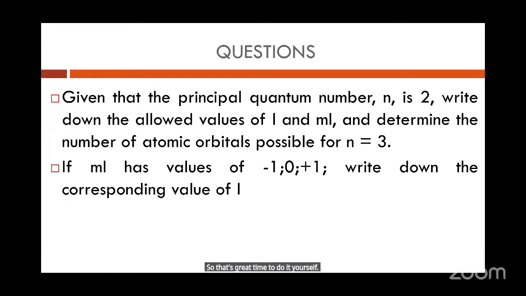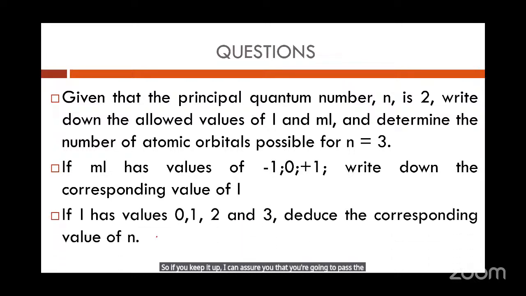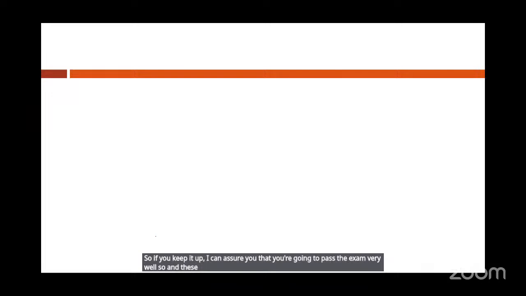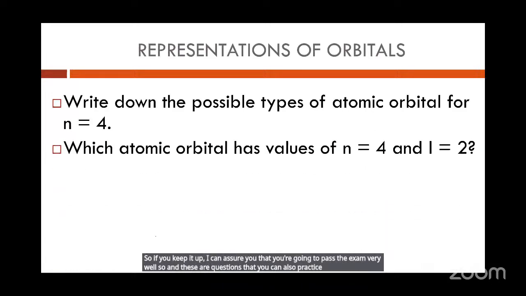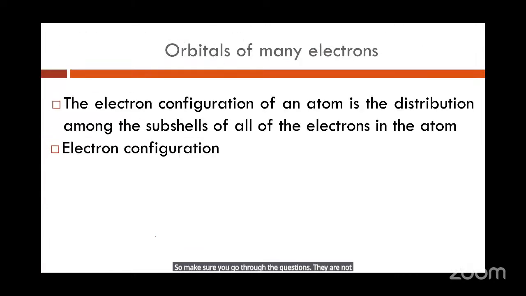I'm happy most of you are serious, and that's the reason why I try as much as possible to create the time for this class, a few minutes to 9. Otherwise, I will not be able to log in to the platform. So if you keep it up, I can assure you that you're going to pass the exam very well. And these are questions that you can also practice. So make sure you go through the questions. They are not there just for fun.